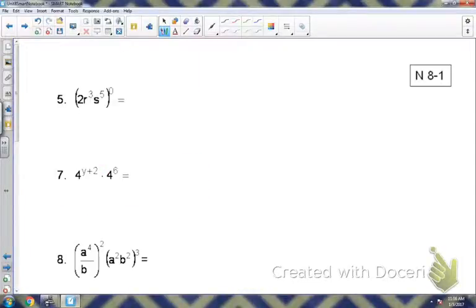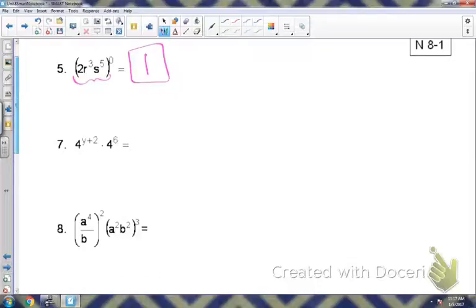All right, so let's look at 5. Notice that we are raising 2r cubed, s to the 5th, all of that to the 0 power. Remember on the law on the front, law 6, anything to the 0 power is 1. Notice that all of this would be the base of our 0 exponent. So our answer here is just 1. Because we're raising all of that inside parentheses to the 0 power.